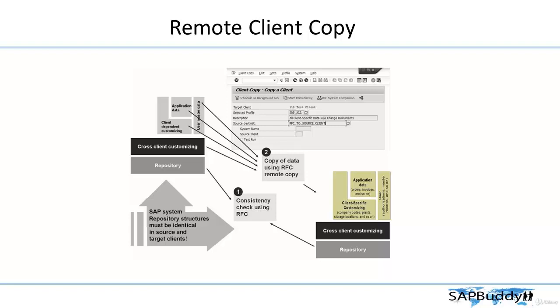The remote client copy also works in a similar fashion to our local client copy. You need to create the client using SCC4, then you use the transaction code SCC9 for the remote client copy. Then we can use the RFC function to copy from the source system. Maybe we can log into our system and see how we can use remote client copy.